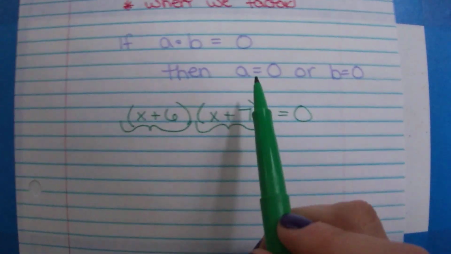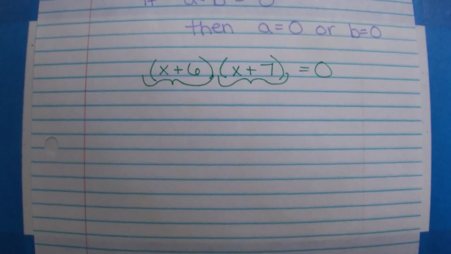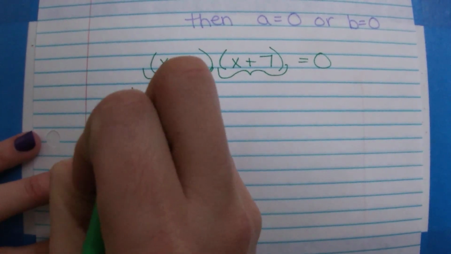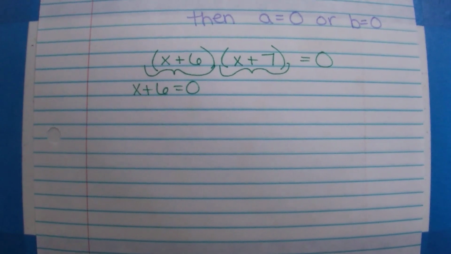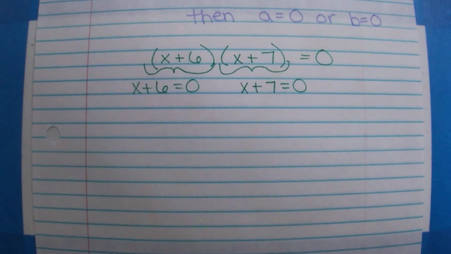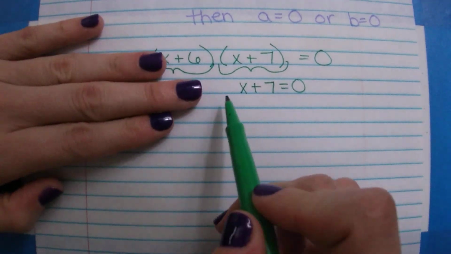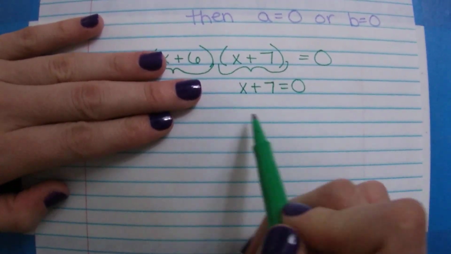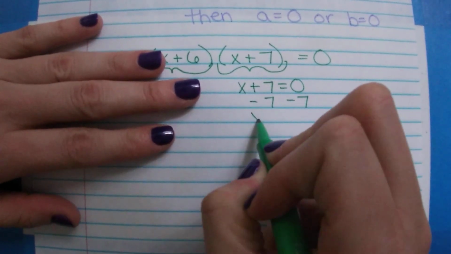And so that then tells us that either the first one has to be 0 or the second one has to be 0, which means either x plus 6 has to equal 0 or x plus 7 has to equal 0. And now we're going to kind of think about these as two separate things, right? This is something that we know how to solve. So we'll solve this by subtracting 7 from each side.